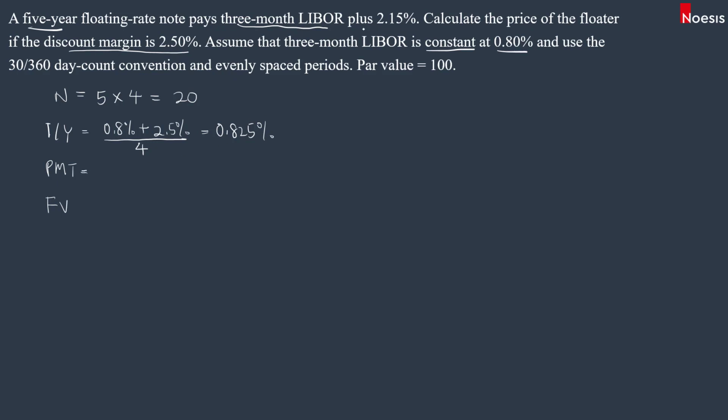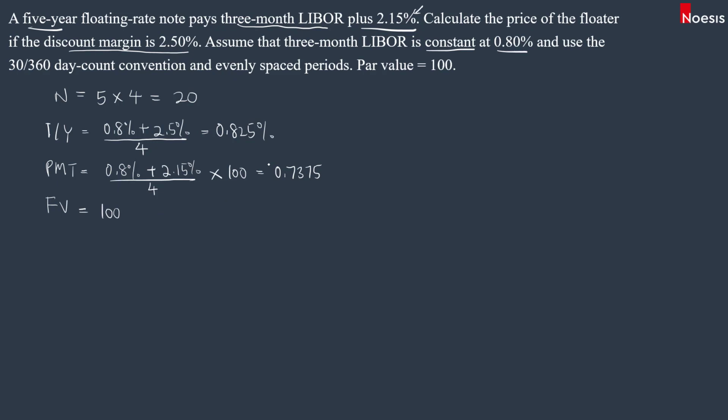And for the coupon payment, that will be based on the coupon rate. And the coupon rate in this case will be the 3-month LIBOR plus 2.15%. This is the quoted margin here, 2.15. So we'll take the LIBOR 0.8% plus the quoted margin 2.15%. This is divided by 4, and we multiply by the par value, which is 100. So this will be a coupon of 0.7375 per quarter, and the face value will be 100.